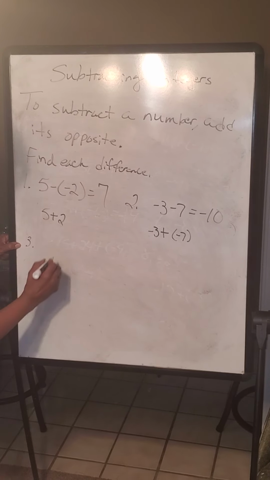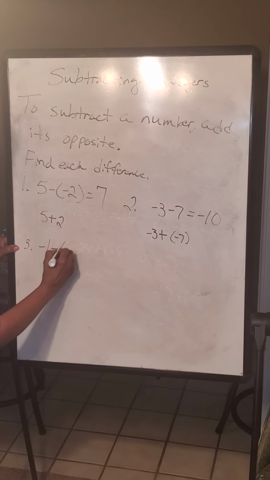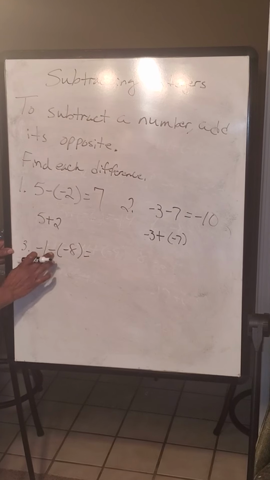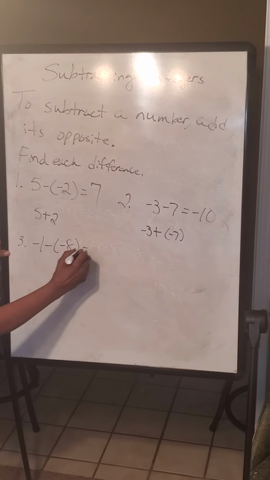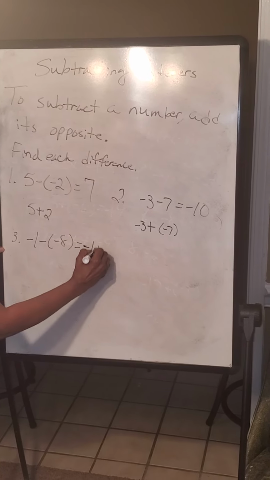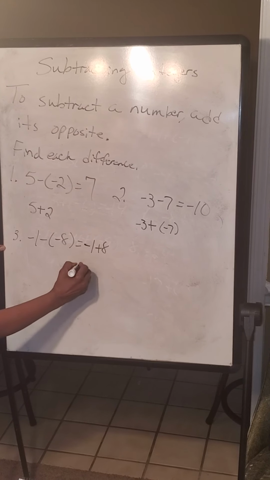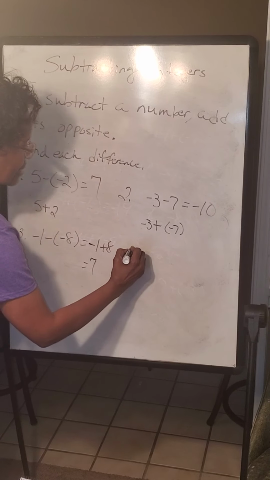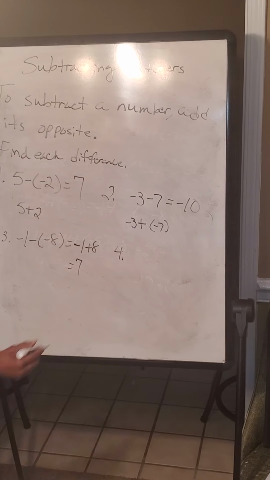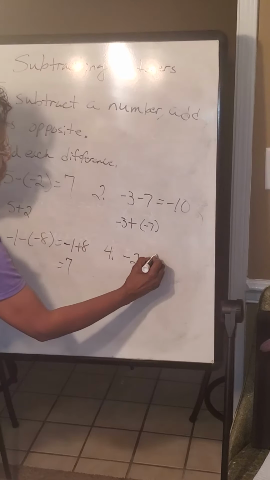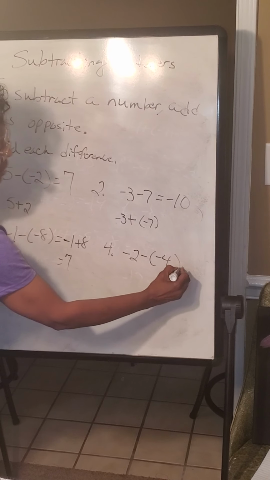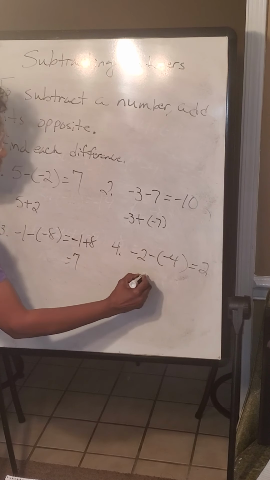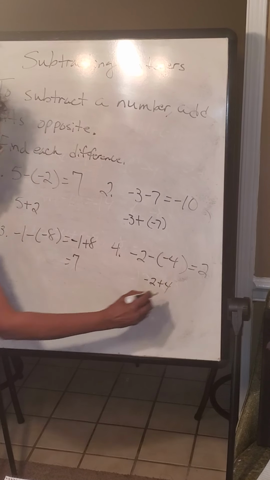Example 3. A negative 1 minus a negative 8. I tell students sometimes 2 dashes right together, that immediately becomes plus. So that's a negative 1 plus 8. And a negative 1 plus 8 gives you a positive 7. So I will rewrite some of them as addition problems so that you can see it. If I had a negative 2 minus a negative 4, again, my answer would be 2. Well, how do I get 2? 2 dashes right together. That becomes a negative 2 plus 4.